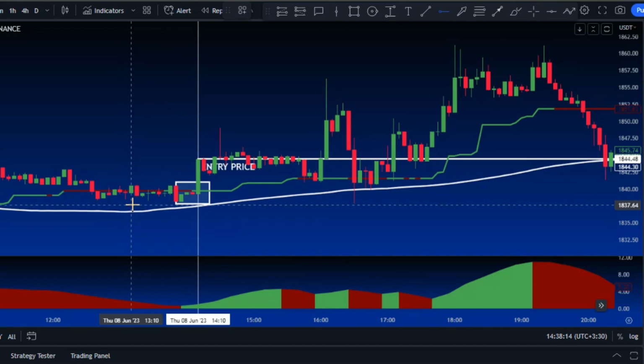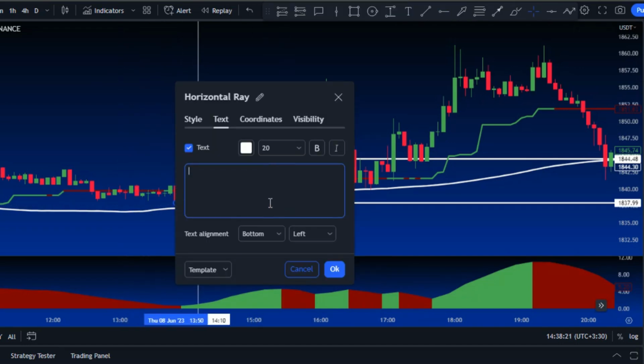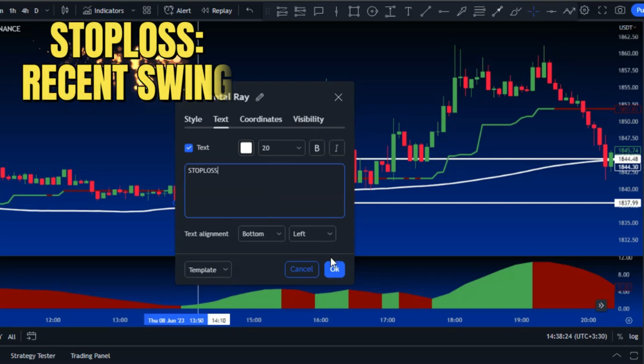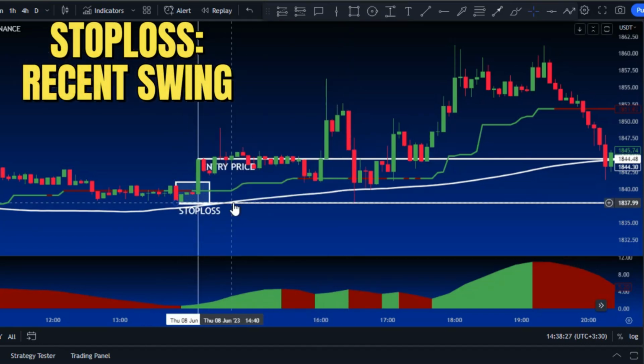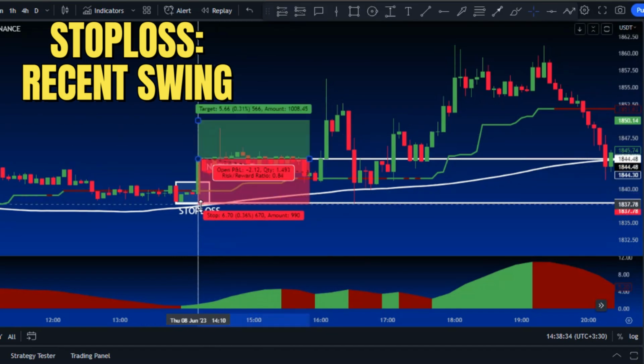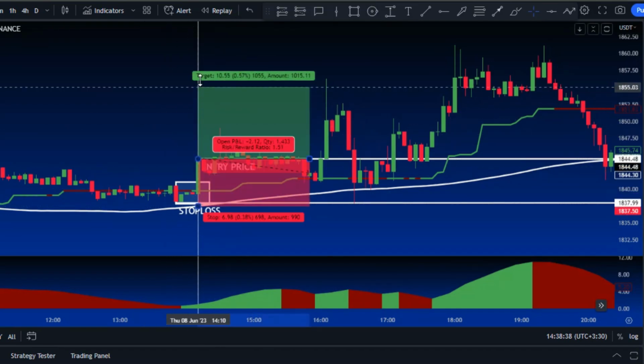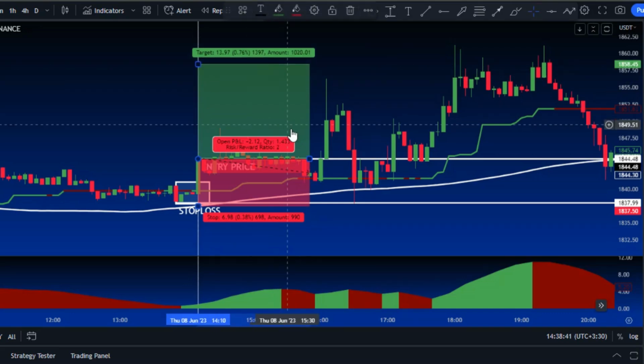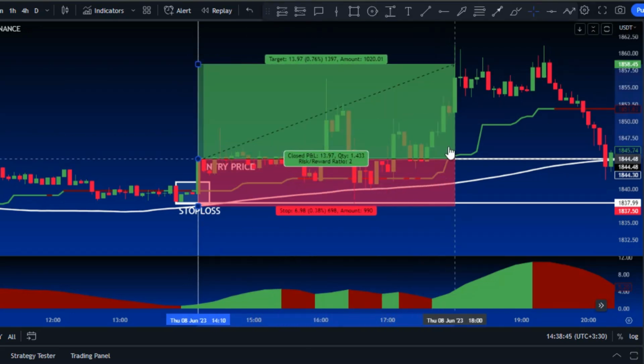After that, you need to manage risk by setting a stop loss. So place the stop loss below the recent swing low. Finally, when the trade is profitable, close it at a 1-to-2 risk-to-reward ratio.